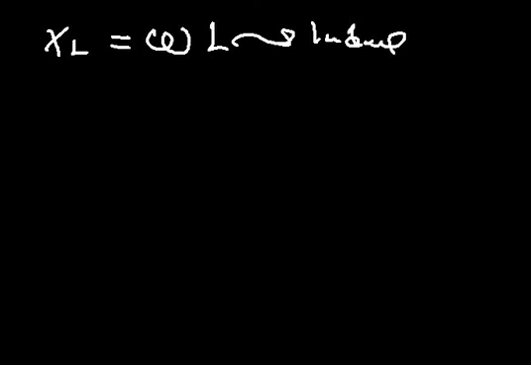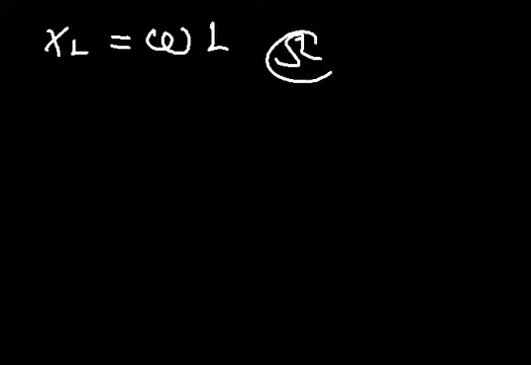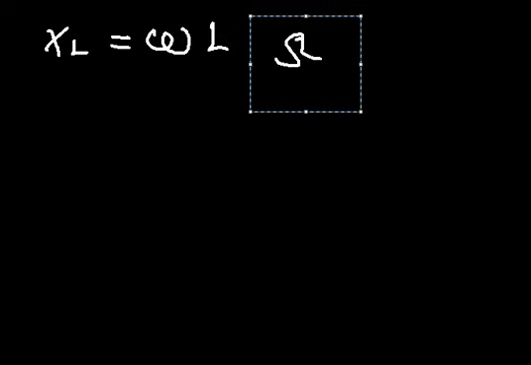It is given as omega, which is angular velocity, times L, which is inductance. So L is said to be inductance, and it is given in Henry. And angular velocity is given in radians per second. But the overall SI unit for inductive reactance is given in ohms. So you have to understand how you calculate the inductive reactance in that way.